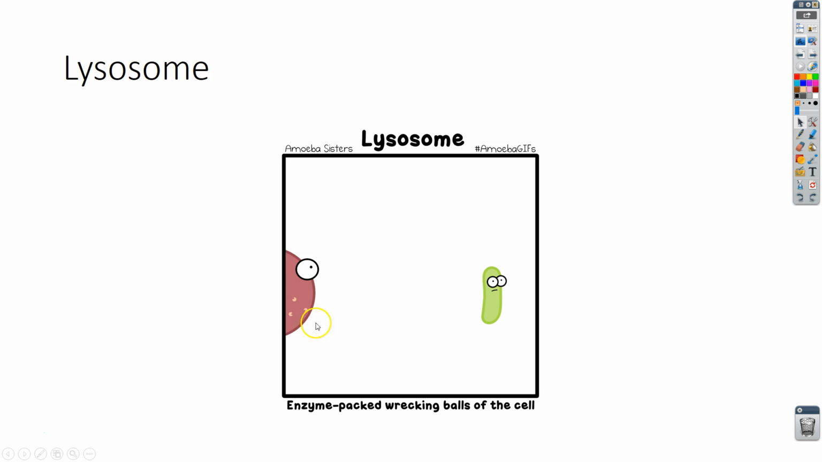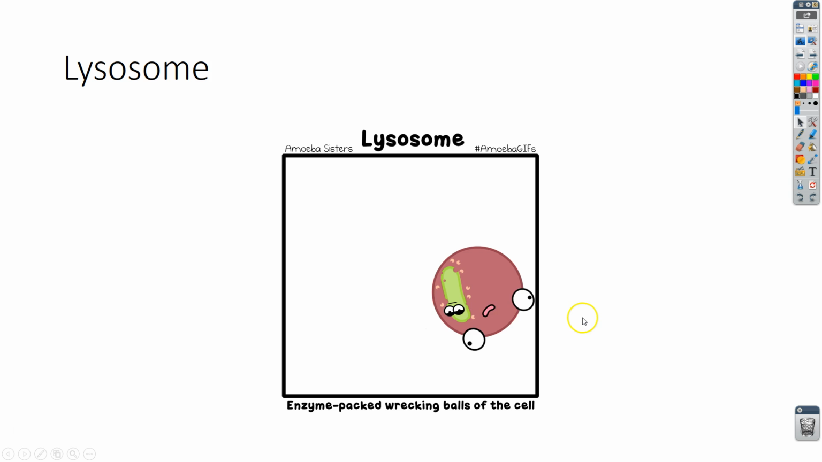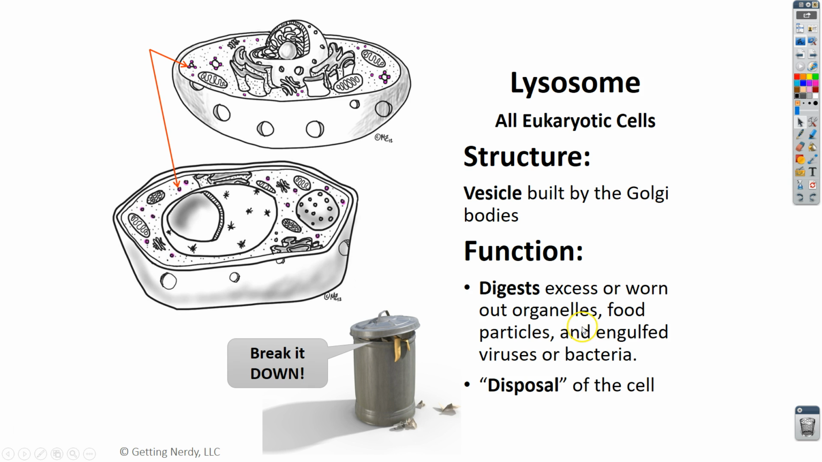The next organelle we'll talk about is called the lysosome. These are enzyme-packed wrecking balls of the cell, and they really take over bad things like bacteria and viruses. They also take out old, worn-out organelles. The lysosome is found in all eukaryotic cells. Its structure, it's a vesicle built by the Golgi body.